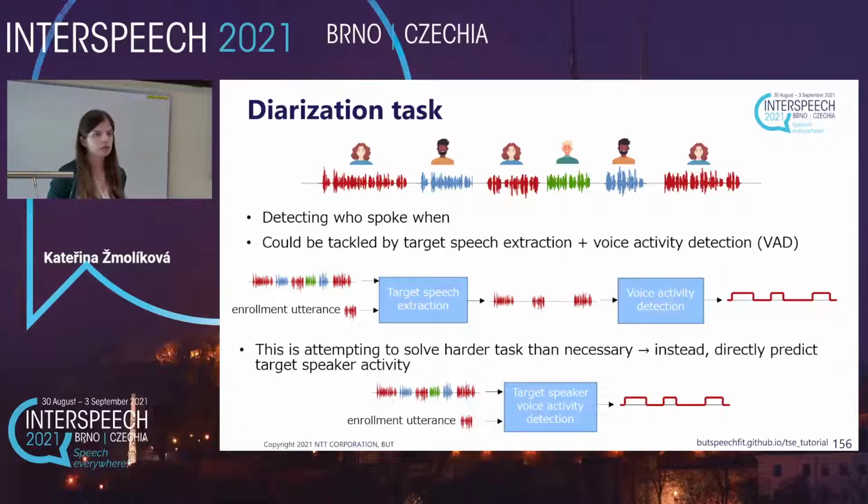This is, however, not so often used in practice, and it is mainly because this is attempting to solve a more difficult task than necessary. In the end, we want to get only the speaker activity, and here we are trying to extract exactly the signal of the target speaker, which is more difficult. So instead, what we can do is to directly use a block which takes the recording and enrollment utterance on the input and outputs the activity of the target speaker.